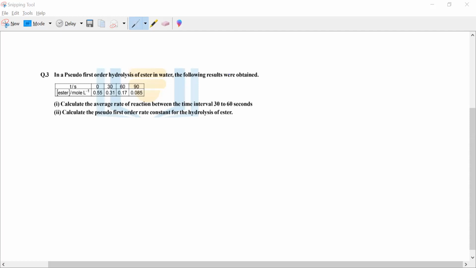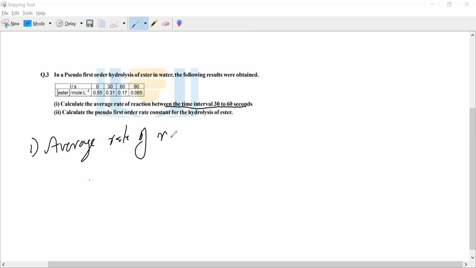So this chapter is a very easy chapter. There are only a few types of questions available, and only based on those they'll be asked in both the board exam and entrance examinations. But for problems we have to be thorough. So coming to this, we can see a table here. The first question is: calculate the average rate of reaction between the time interval 30 to 60 seconds. Average rate of the reaction.